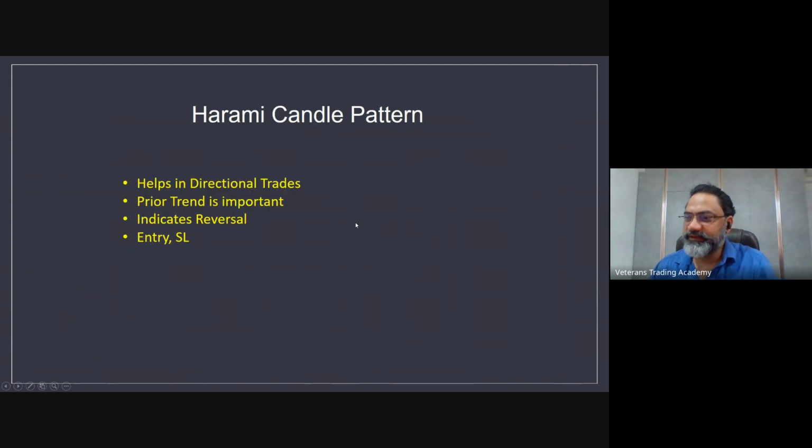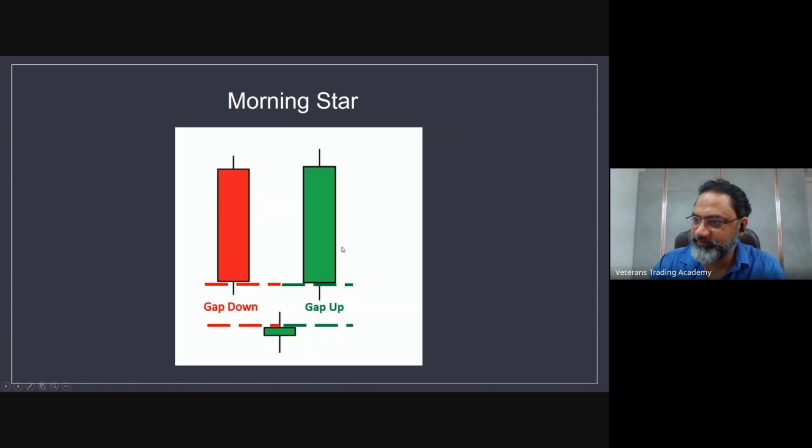So again, this is a directional trade. If it's an uptrend, then you be cautious, or you can take a trade in the opposite direction. So knowledge of prior trend is important. It indicates reversal, and entry is again either at 3:20 or the next day. And SL in this case will be the top of the previous candle. So this is what the Harami candle is about.